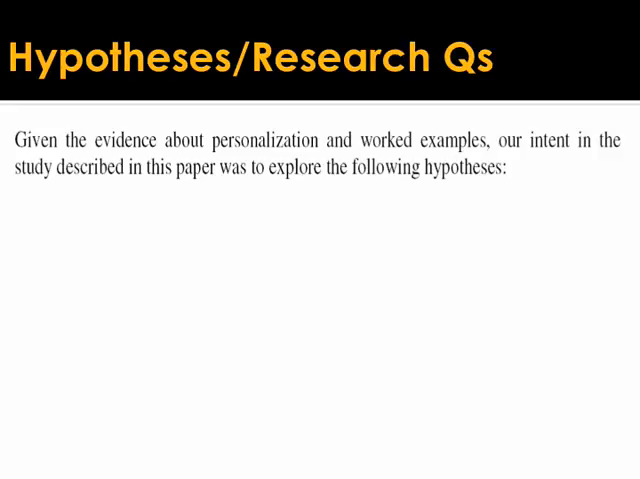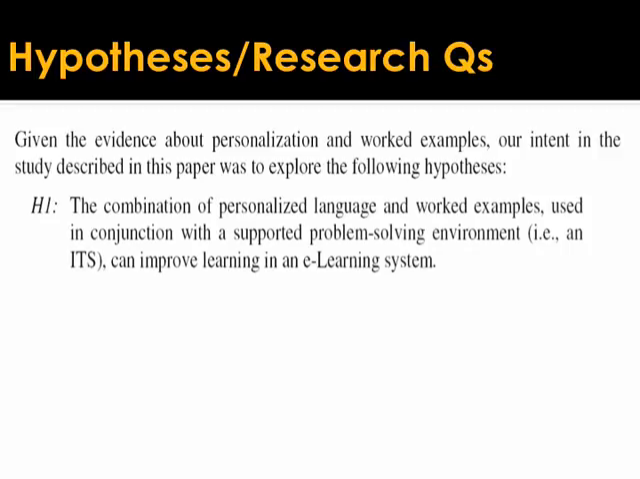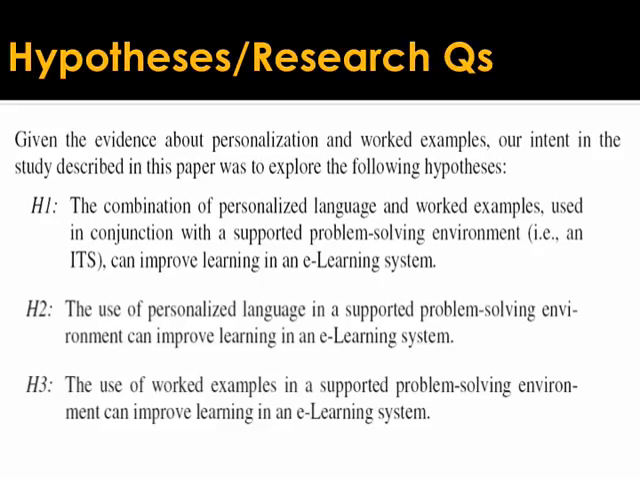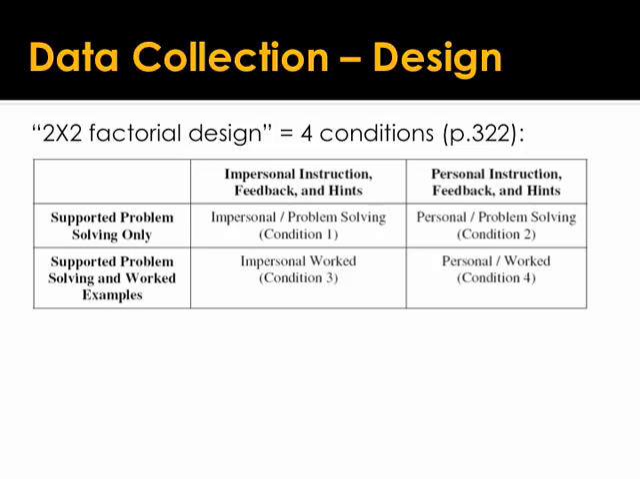The hypotheses and the research questions are pulled directly from the paper. Given the evidence about personalization and worked examples, our intent in the study described in this paper was to explore the following hypotheses. Number one, the combination of personalized language and worked examples used in conjunction with a supported problem-solving environment, an ITS, can improve learning in an e-learning system. Number two, the use of personalized language in a supported problem-solving environment can improve learning in an e-learning system. And finally, number three, the use of worked examples in a supported problem-solving environment can improve learning in an e-learning system. Based on these hypotheses, a 2x2 factorial design was constructed with 4 conditions.